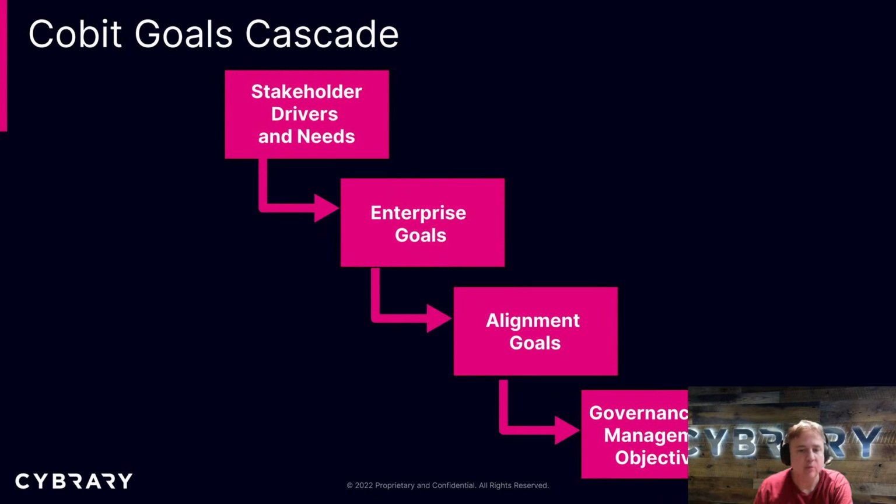So it's exactly like what we've talked about. We start out very broad, and ultimately everything we learn from our stakeholders' needs, the prioritization, allows us to determine the enterprise goals, which align with objectives, which align with the IT controls.